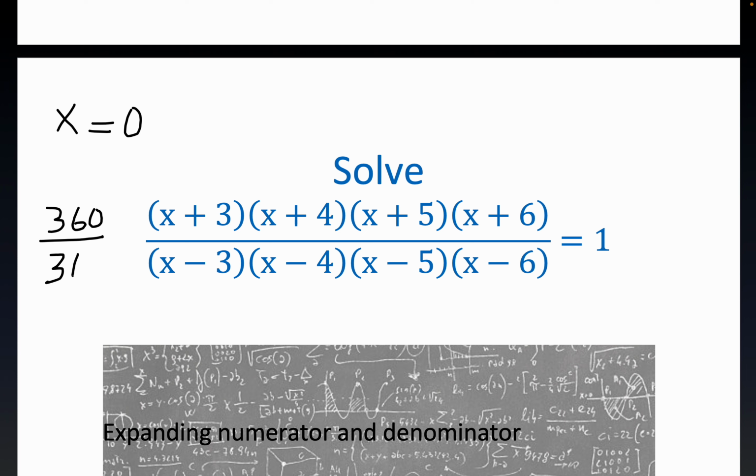And again, folks, 3 times 4 times 5 times 6 is 360. But minus 3 times minus 4 times minus 5 times minus 6 is also 360. So x equals 0 is what some might call a trivial solution. Now let's see how about finding the rest of the solutions.